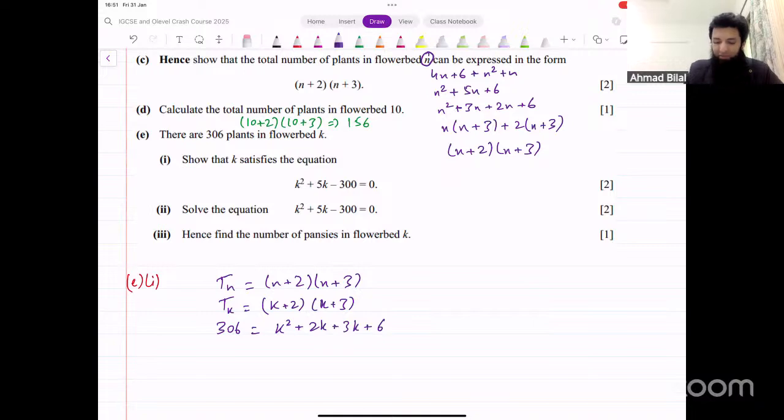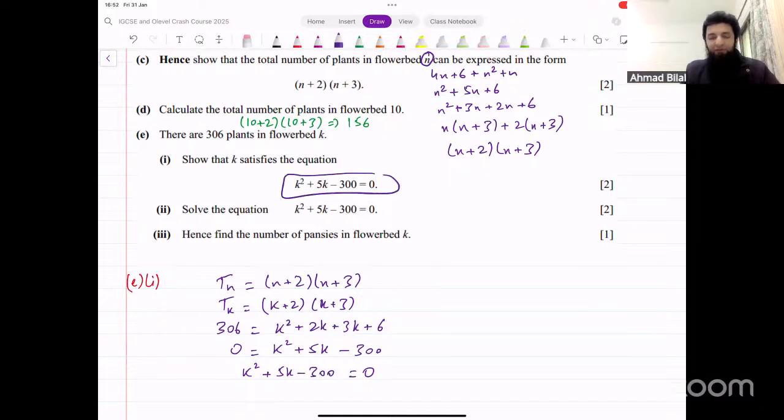Now we can simplify this, take all terms to one side. K squared plus 5k minus 300 equals 0. And that's what they wanted us to prove. K squared plus 5k minus 300 equals 0. That means K satisfies this equation. We don't have to solve this equation yet. They're not asking you to do that in the first part.